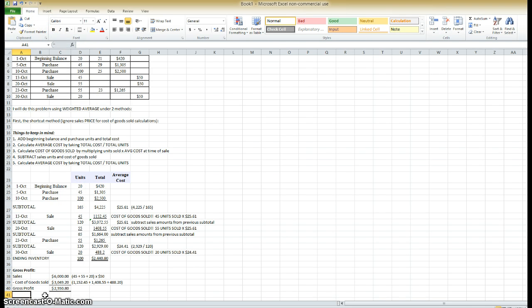So we only use the sales price for calculating sales. That means in the sales journal entry, we would use that as well. We would not use it when we're calculating cost of goods sold. I'm going to add a few colorings to this spreadsheet to make things a little bit easier, and I will attach the spreadsheet to Blackboard along with this video so that you can see both methods of the weighted average. I hope this helps, and I hope to see you Monday.